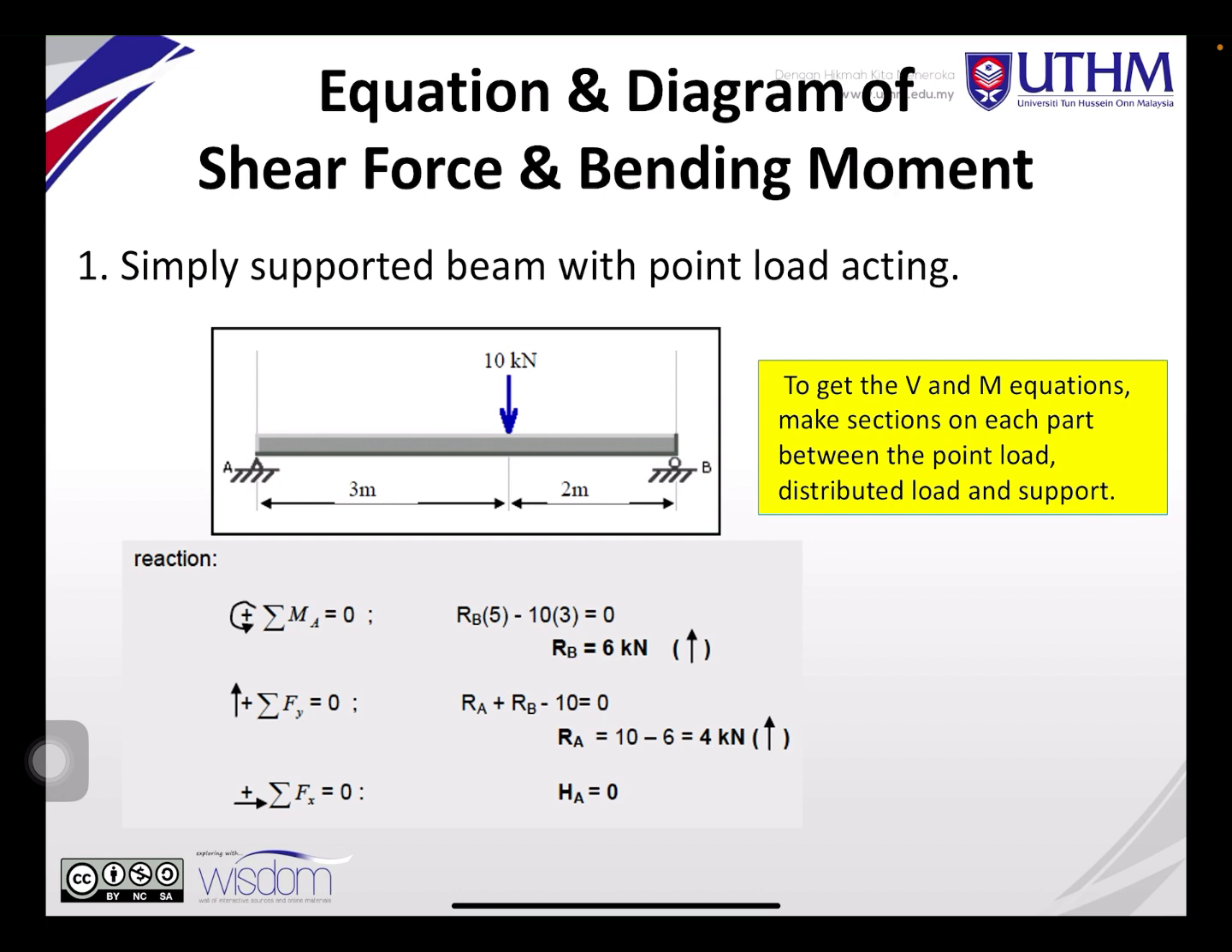Okay, so this is example 1: equations and diagrams of shear force and bending moment for this beam. It is a simply supported beam. Here you have a beam with 10 kilonewtons at 3 meters from A. First, to get the shear V and moment M equations, make a section on each part between the point load, distributed load and support. So you calculate total M about A equal to 0, you get RB equal to 6 kilonewton. You calculate total Fy equal to 0, you get RA equal to 4 kilonewton. And total Fx equal to 0, H equal to 0.